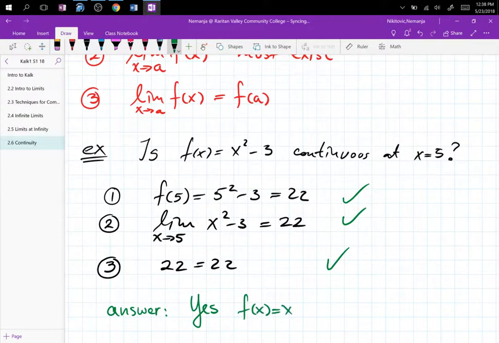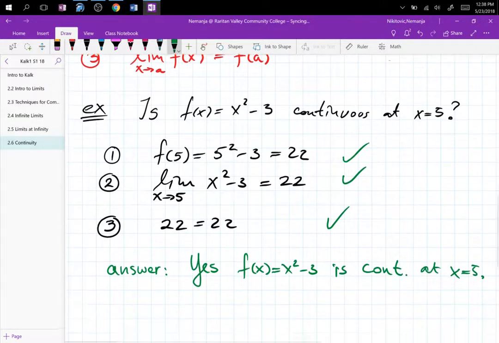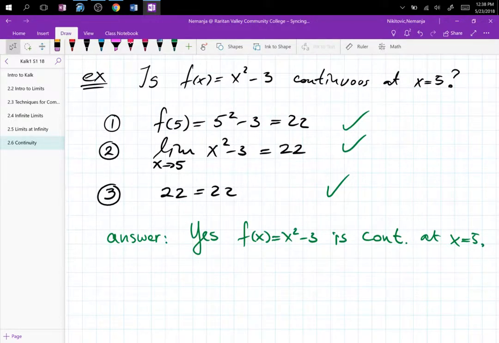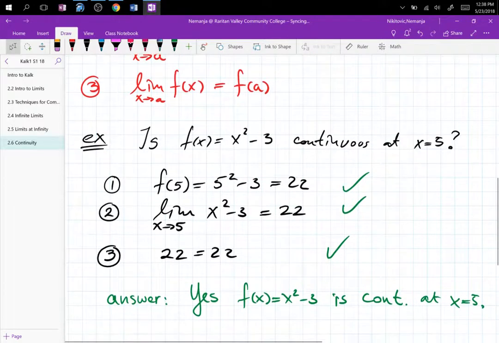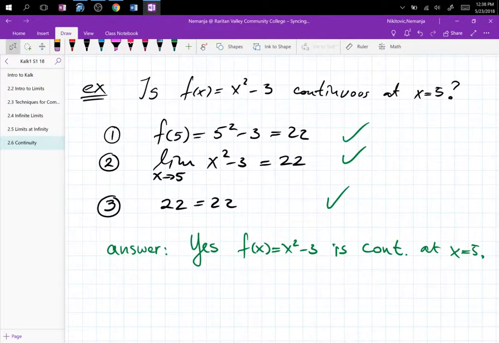f of x, x squared minus 3, is continuous at x equals 5. And that's your answer. So this green sentence is your answer. You have your partial credit for calculating 1, 2, and 3, but then your final 2 points are where the green stuff is, because that is the answer to the question. The question says, is x squared minus 3 continuous at 5?